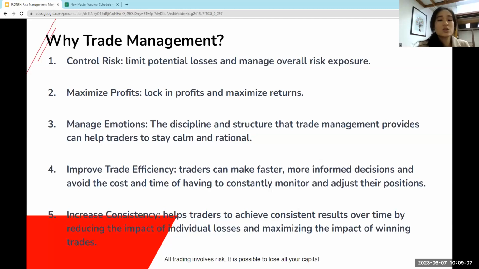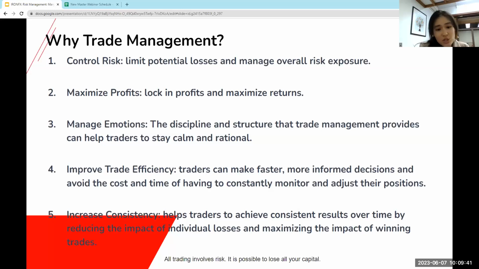Okay, so why is it important to have trade management strategies? Firstly, so that you can control your risk. Trade management strategies such as stop loss orders and position sizing help traders to limit their potential losses and manage their overall risk exposure. Next, to maximize profits. Trade management strategies such as your take profit orders and your trailing stop losses help traders to lock in profits and maximize their returns.